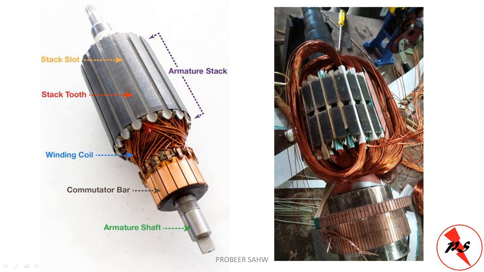Now we see that these winding coils are connected to the commutator bars. So these winding coils are fitted into the armature slots, and then one end of the armature winding is connected to the commutator bars. The commutator is also mounted on the shaft, and when the shaft rotates, the commutator bars and the armature stack all rotate together. So this is how the rotor of a DC machine looks.